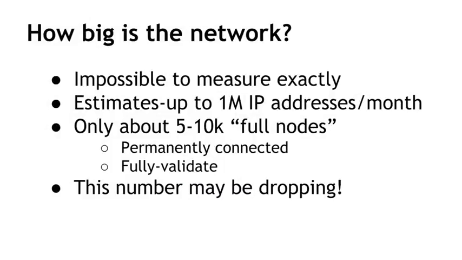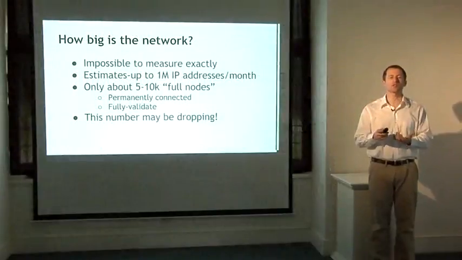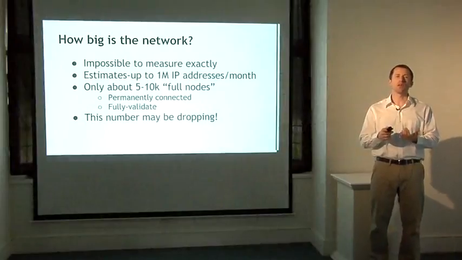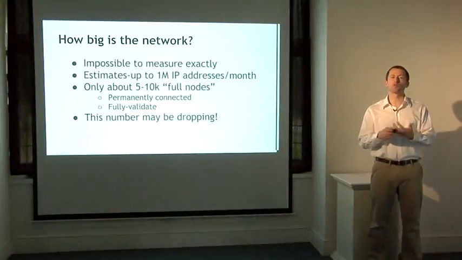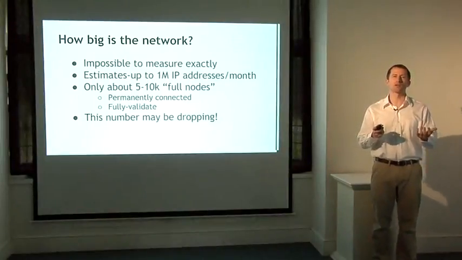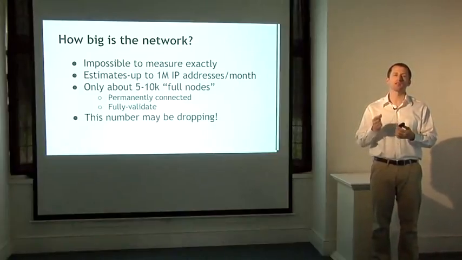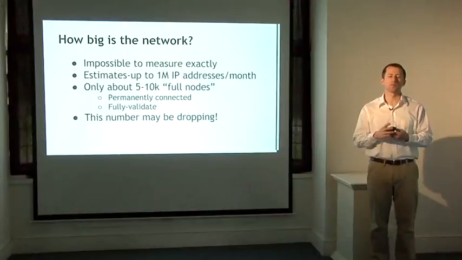It's simply whatever nodes are participating; they are the Bitcoin network. So it's impossible to measure exactly, and it's changing all the time. But a number of researchers have looked into this and tried to come up with estimates. On the high end, some researchers have said that over 1 million IP addresses in a given month will at some point be running the Bitcoin protocol and acting at least temporarily as a Bitcoin node.